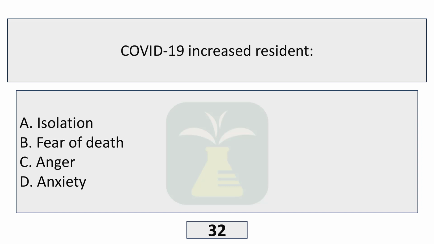COVID-19 increased resident: A. Isolation. B. Fear of death. C. Anger. D. Anxiety. Correct answer, A. Isolation. Visitor restrictions heightened loneliness in long-term care.